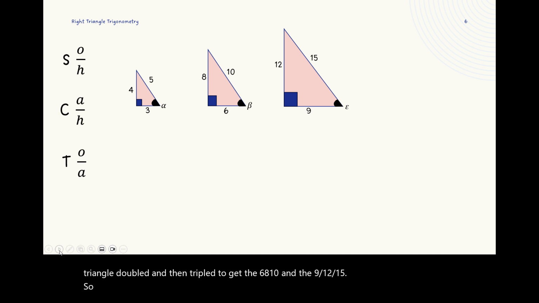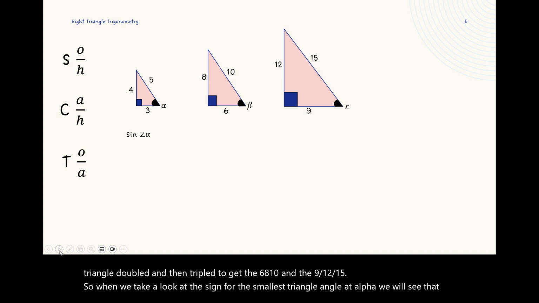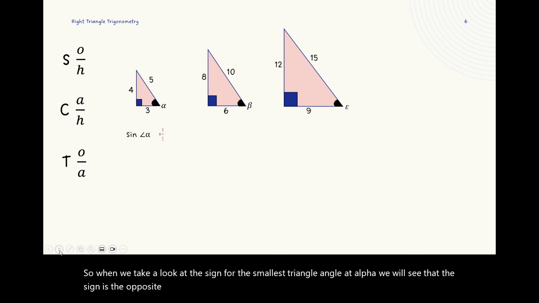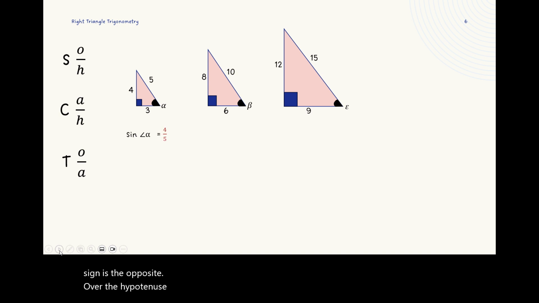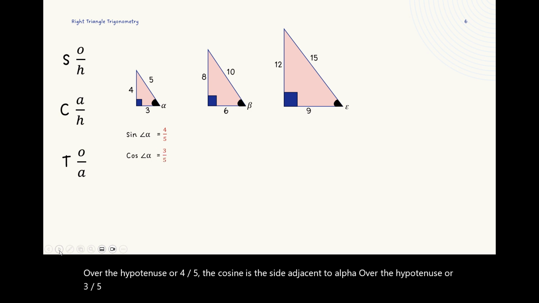So when we take a look at the sine for the smallest triangle, angle alpha, we will see that the sine is the opposite over the hypotenuse, or 4 over 5. The cosine is the side adjacent to alpha over the hypotenuse, or 3 over 5. And the tangent for angle alpha is the opposite over the adjacent, or 4 over 3.